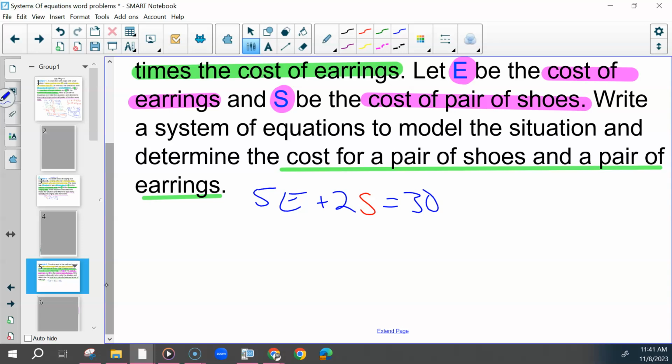That each pair of shoes costs $2 more than 4 times the cost of earrings. So if I knew the cost of earrings and did that to the cost of earrings, multiplied it by 4 and then the more than, I would get the cost of shoes. So I'm going to say that, so let's set up the equation. 2 more than 4 times the cost of earrings. Sorry, not E. This should be S. My bad.